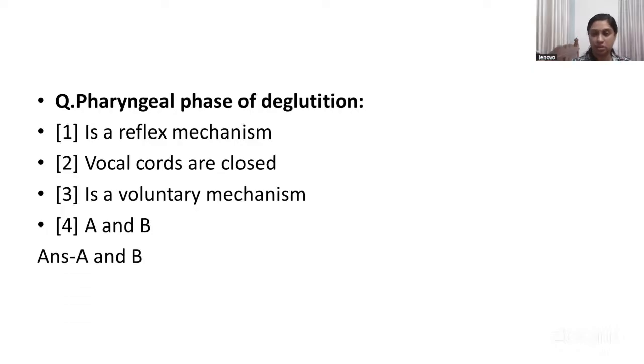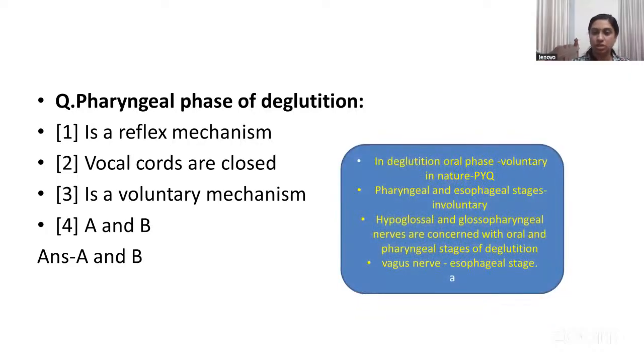A and B. That is, it's a reflex mechanism, as also the vocal cords are closed during the pharyngeal phase of deglutition. Okay. So, deglutition has three stages. First is the oral stage, second is the pharyngeal stage, and third is the esophageal stage. Only the oral stage is voluntary in nature. The rest, that is the pharyngeal and esophageal stages, are involuntary.